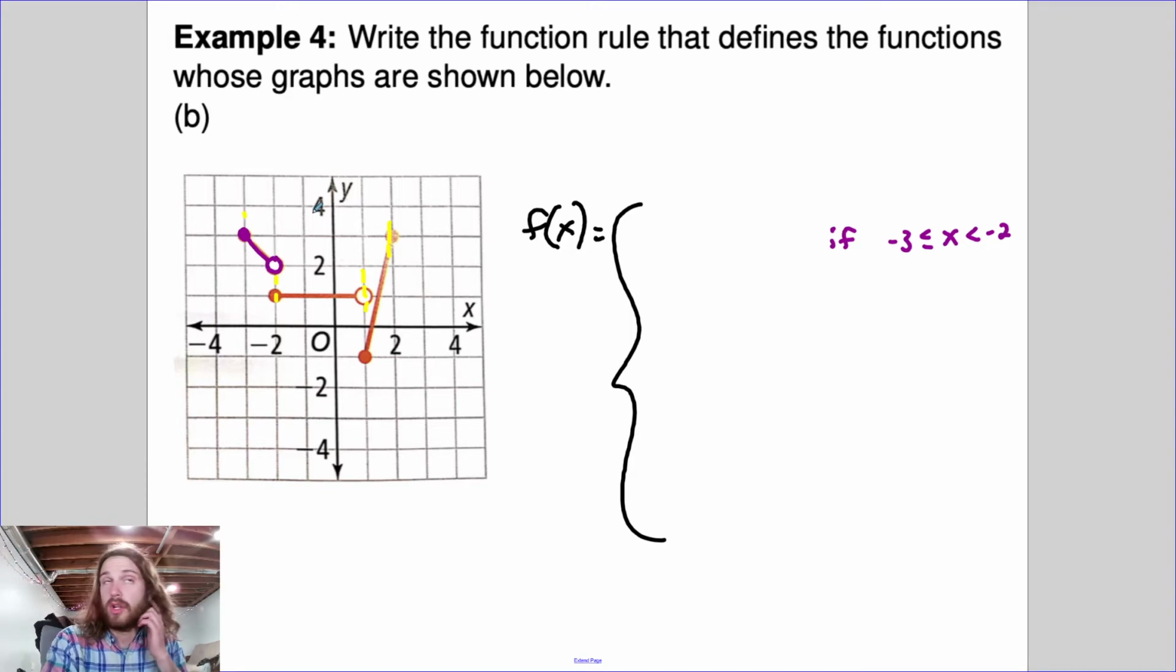Down 1 over 1. Okay, so if this line were to continue, it's got a slope of negative 1, right? Down 1 over 1, so rise over run is 1 over 1, and it's a negative slope. So it's going to be negative x, our y-intercept is 0, so we're done. It's negative x if it's between here and here.